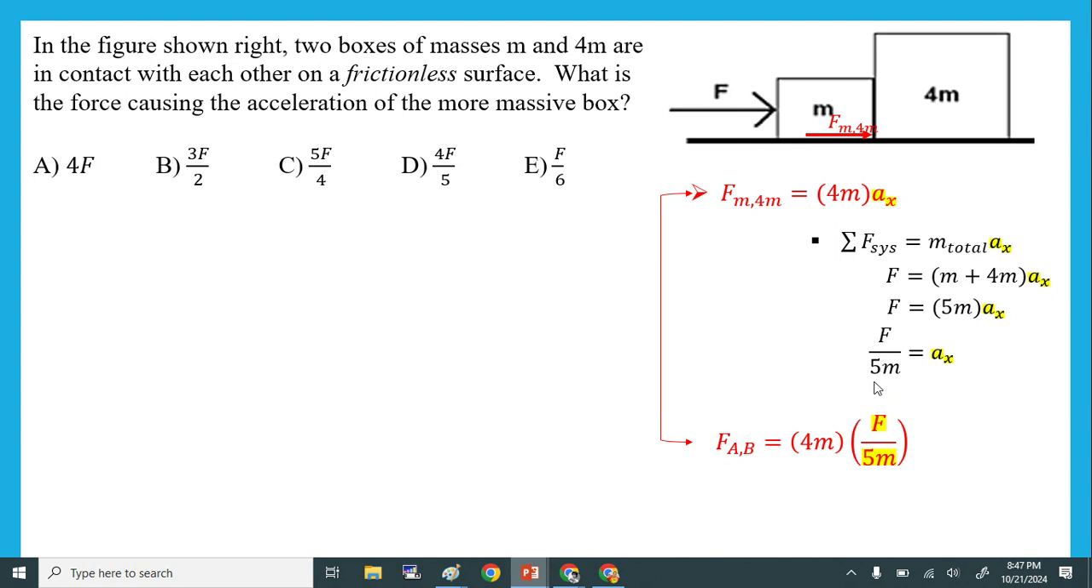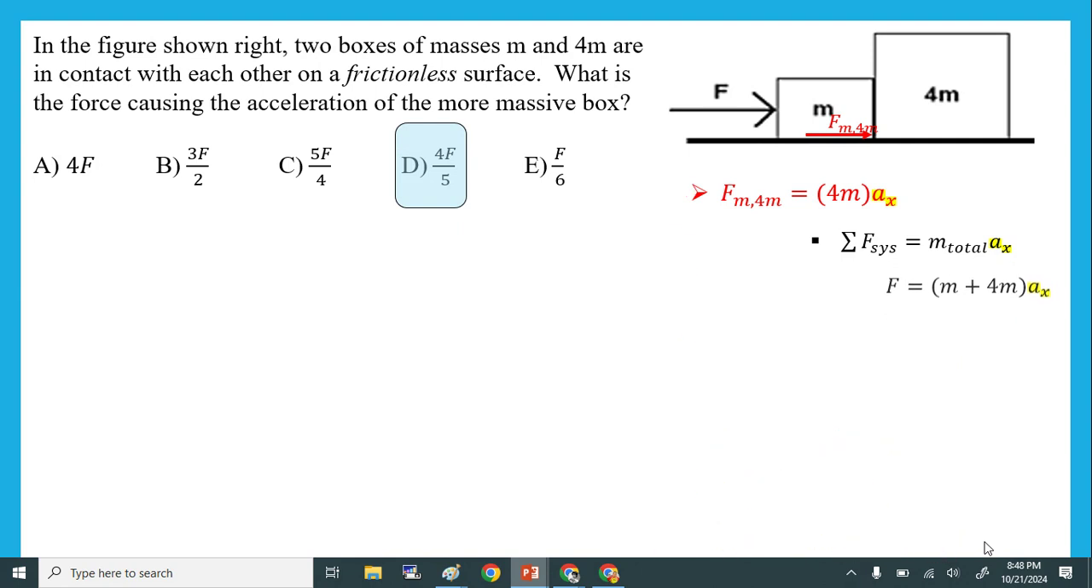but now that I found it using the system, I know that the Ax value is F over 5M. As you can see here, the M's will cancel out because I have an M in the numerator and an M in the denominator. So I just reduced it to 4M in the first parentheses times F over 5M, so it'll be 4 times F, which is 4F divided by 5. Therefore, this statement looks like choice D. That would be my answer for choice D.